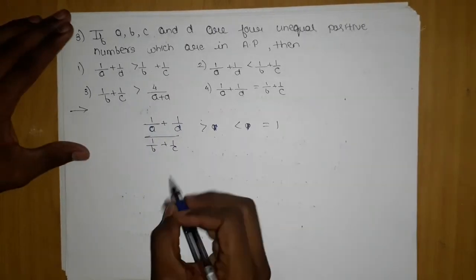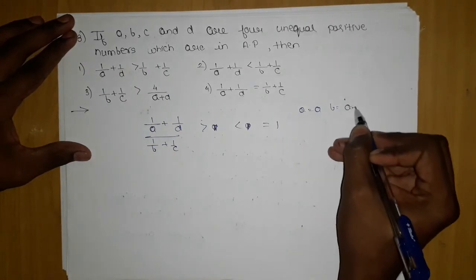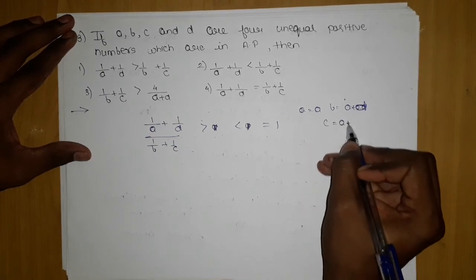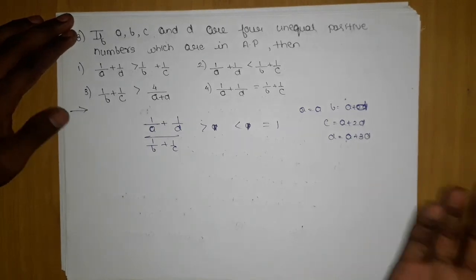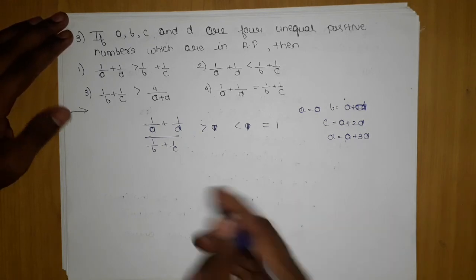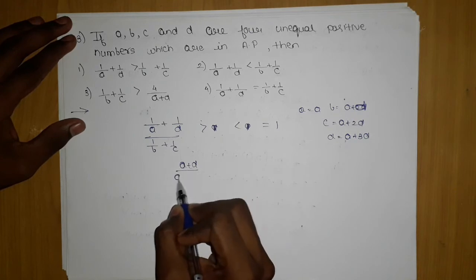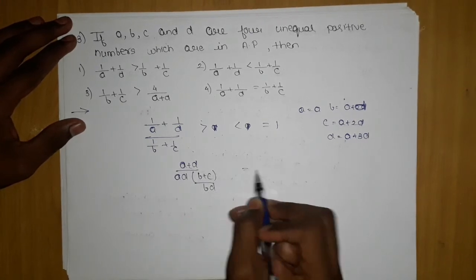Now, since it is in AP, a will be a, b will be a + d, c will be a + 2d, and d will be a + 3d. Keep this in mind. Since it is AP, we have done so many problems, so you can easily predict that; there is no need to tell you. So after doing this, (a + d)/(a·d) and here (b + c)/(b·d). This one is very simple.